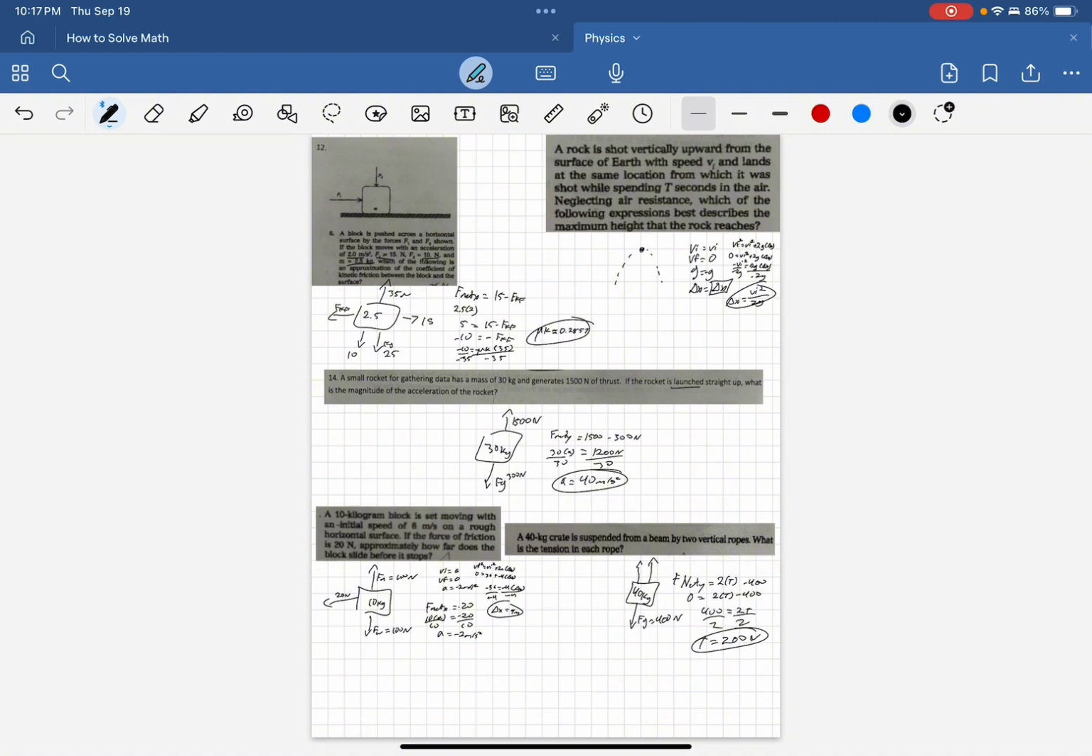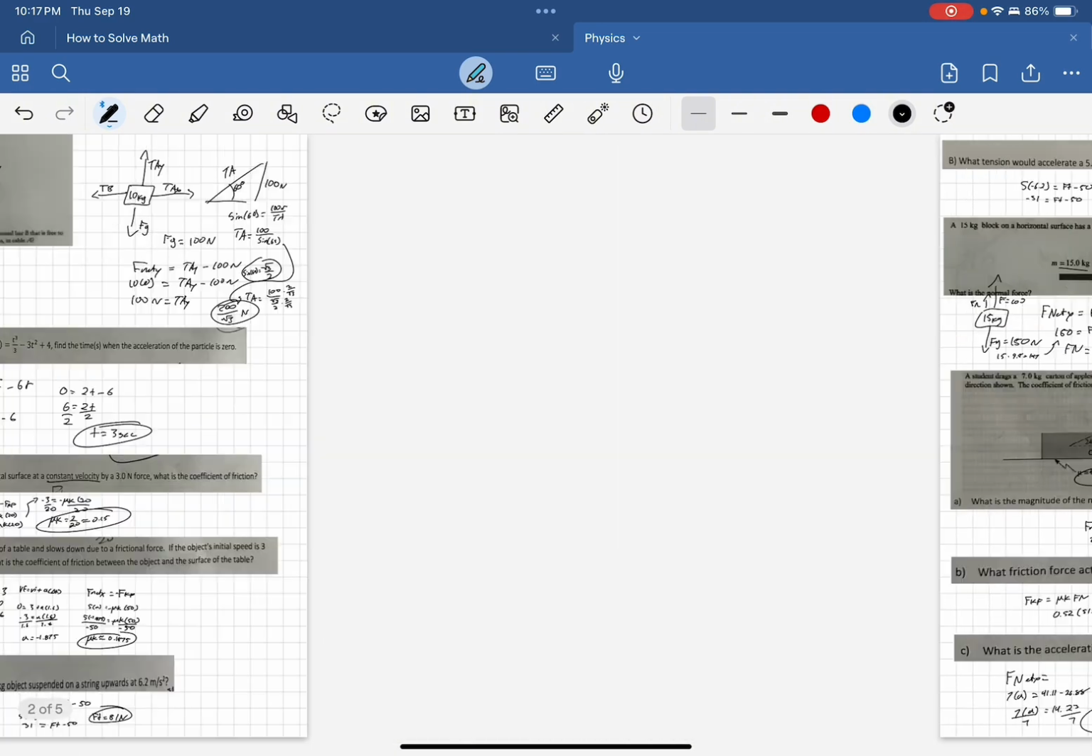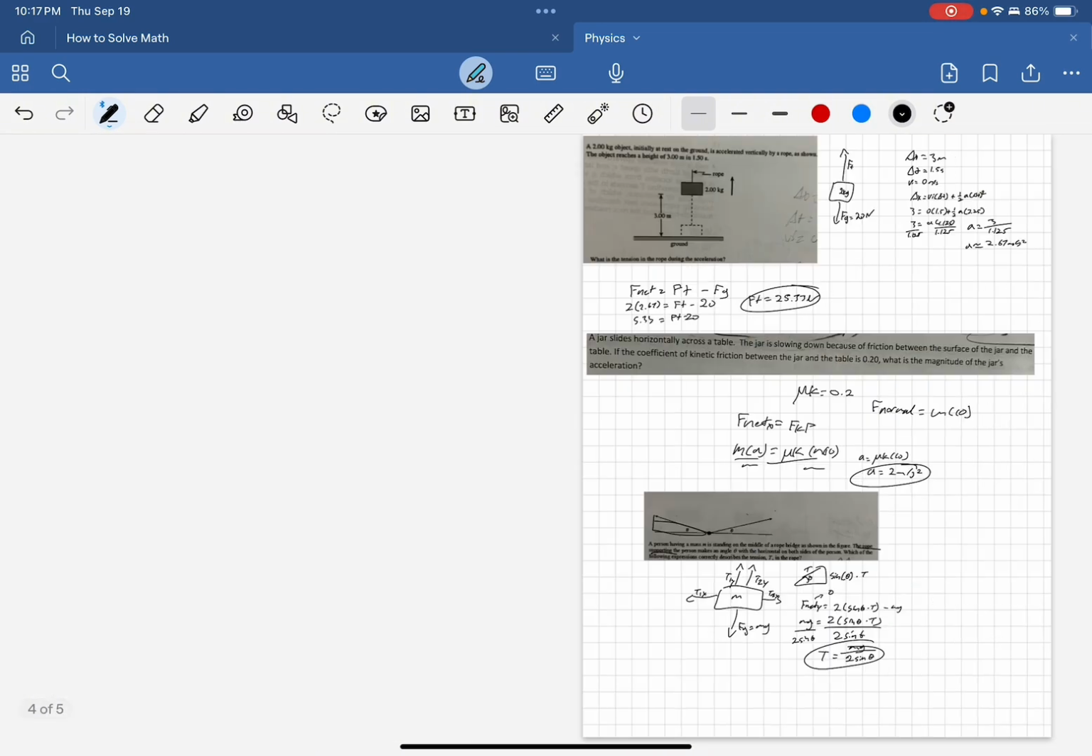That's the guide on how to solve every homework question on physics.